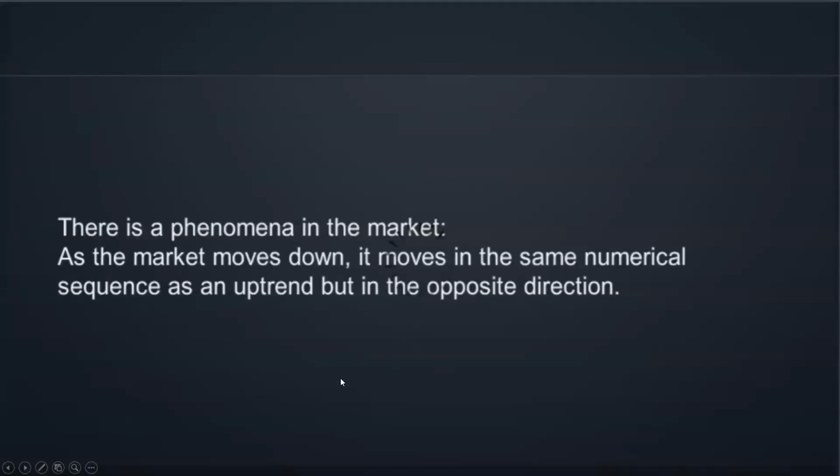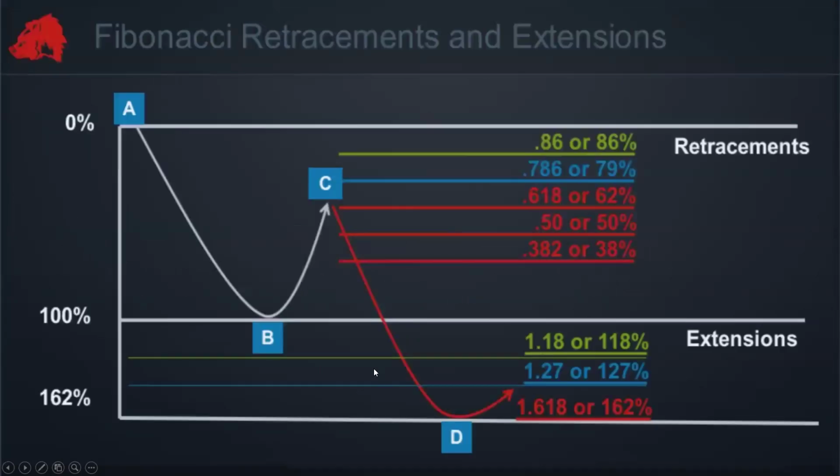All right, so there's a phenomenon in the market. As the market moves down, it moves in the same numerical sequence as an uptrend, but in the opposite direction. So then we do exactly the same thing that we've done.